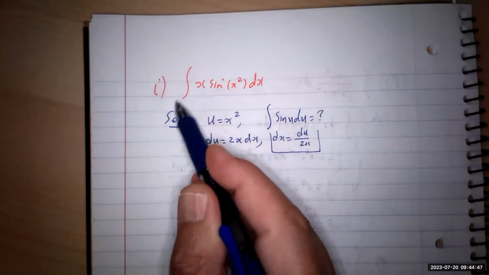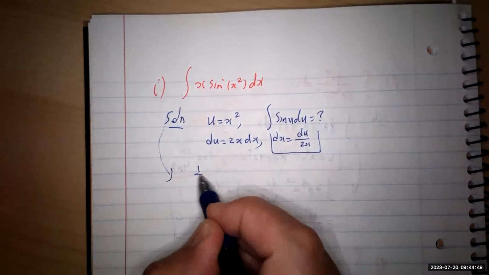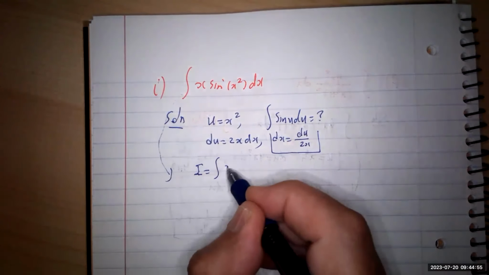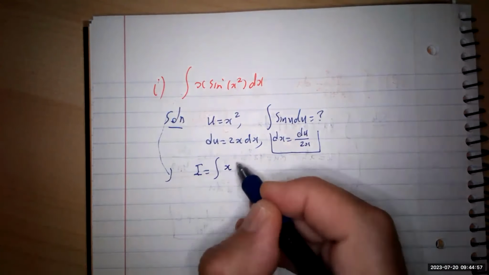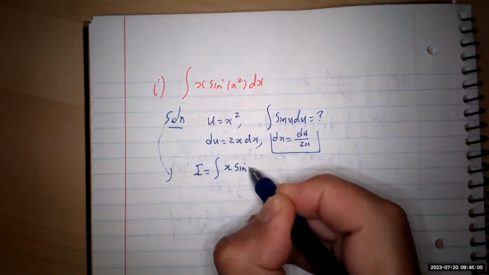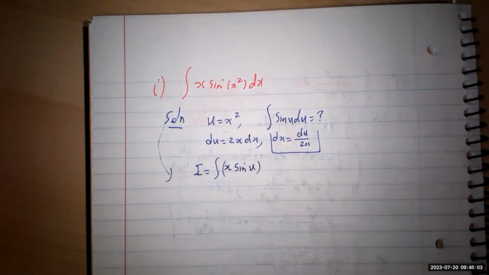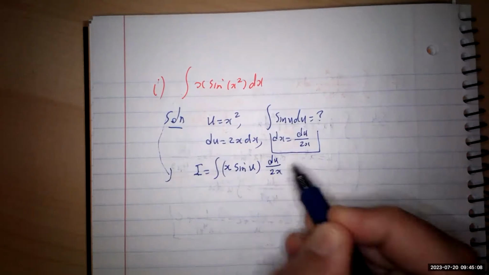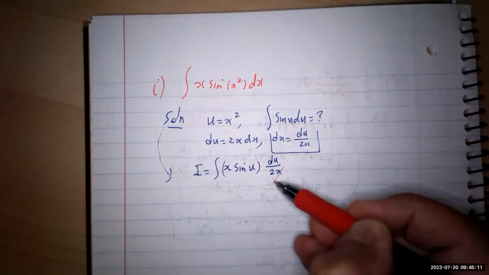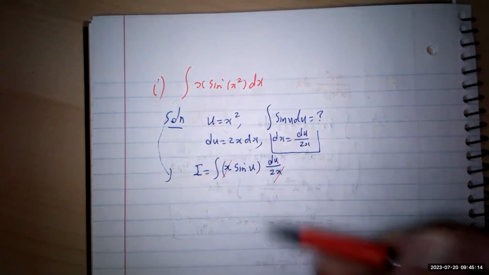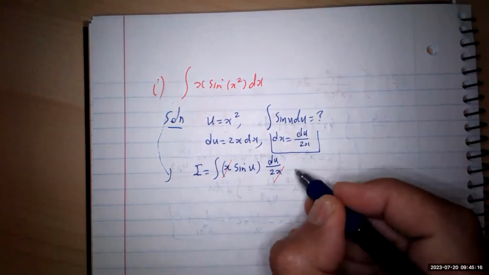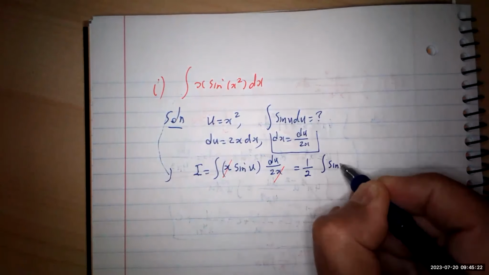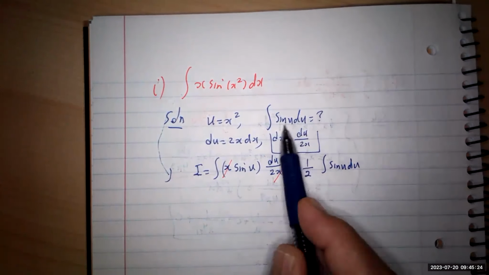So bring it down. We're going to call it I equal to integral of, I don't have anything for the x, don't worry, sine of u. But you have to multiply by dx. What's dx? Du over 2x. Now the x and x would cancel out. Left over 1/2. So take out the 1/2. 1/2 integral of sine u du. And you get your target.